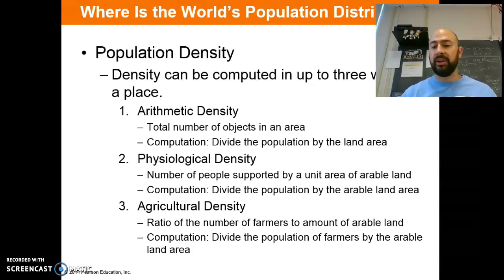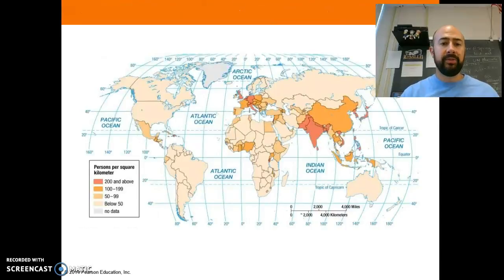So you just simply divide the number of farmers by the arable land area, and you get a number, very high or very low. So if you take a look at some of these maps, this is persons per square kilometer. So it shows us the density. Okay, so very high density is in red. Very low density is in this kind of buff color there.